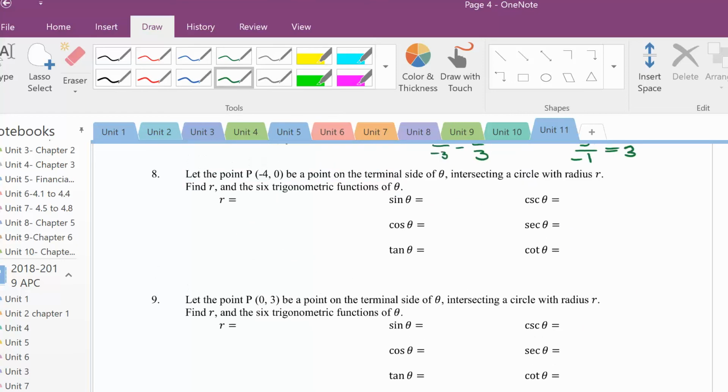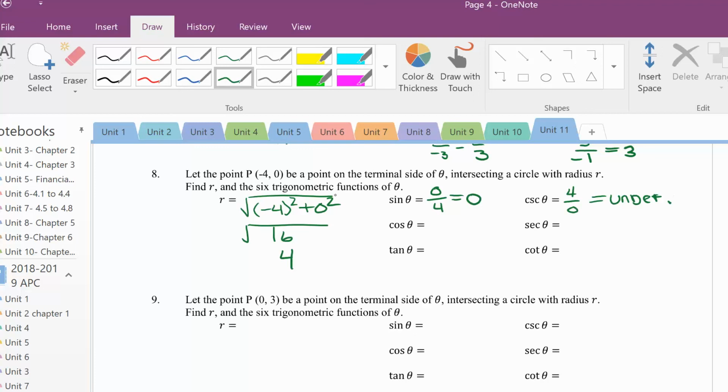Next one. -4, 0. So if you're looking for the R, it's the square root of -4 squared plus 0 squared. So it's the square root of 16, which is 4. Not the square root of 4, but 4. So sine is Y over R, so 0 over 4 is 0. Cosecant is 4 over 0, and anytime you have 0 in the denominator, that is undefined.